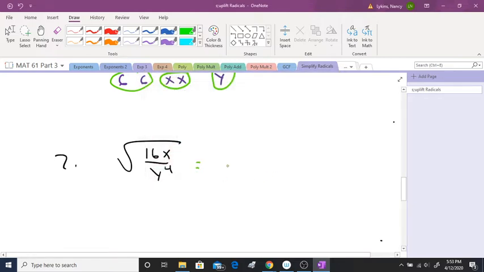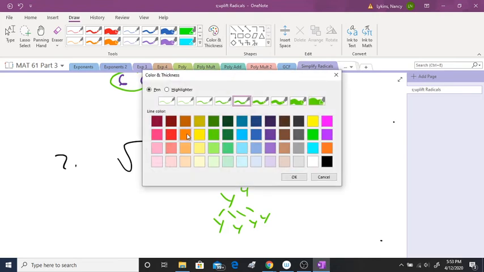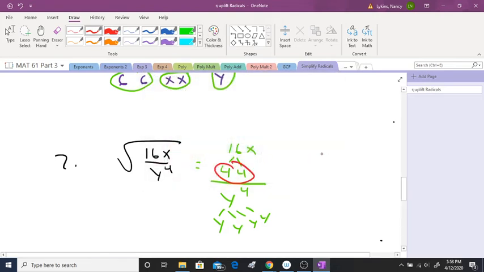Okay, so this one right here, let's take a look at the 16x first. 16x breaks down to 4 and 4. My y to the 4th breaks down to 4 y's. So, I got a pair of 4's. I'm bringing it out. I got 1 pair of y's, 2 pair of y's, so that's y squared. And what's left is x.